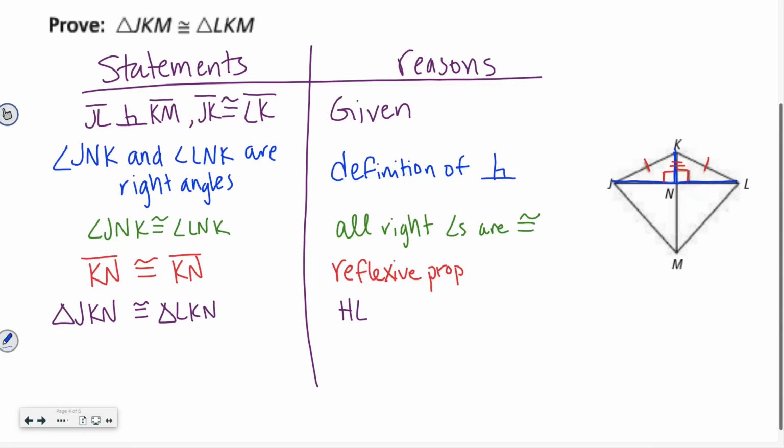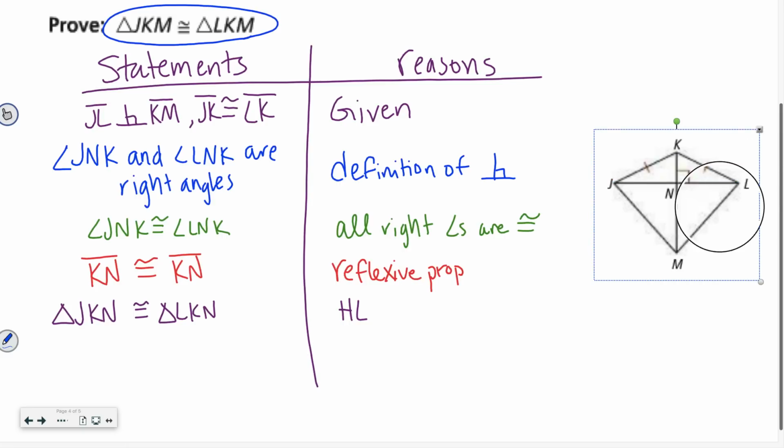So I've said that two triangles are congruent to each other, which if I look back at my proof statement, that's what I was trying to do, except I didn't prove the correct triangles. I proved the two smaller triangles, and I want triangle JKM. So I want triangle JKM to be congruent to triangle LKM. If I think about it, I still have those two congruent sides. And if I also look at this, these triangles also share a side. They share side KM. So I can say that segment KM is congruent to segment KM.